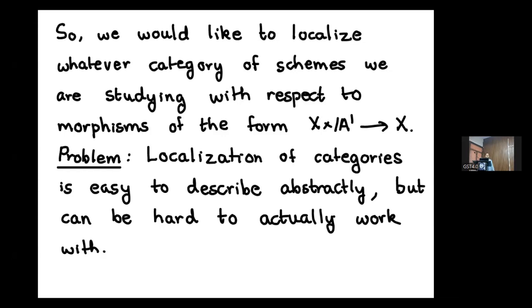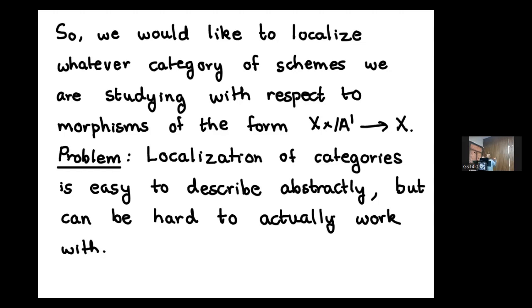But the problem is that this is very hard to work with, right? What do I mean by hard to work? What you really want is that given objects in the localization, which means basically objects in the original category, because you are following a zigzag, you may be creating entirely new morphisms, which are not represented by a morphism in the original category.